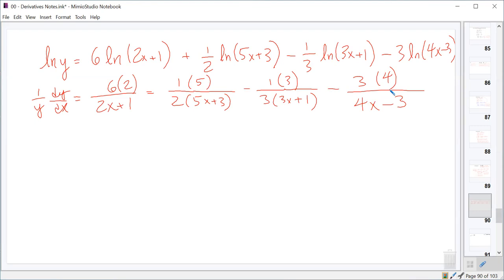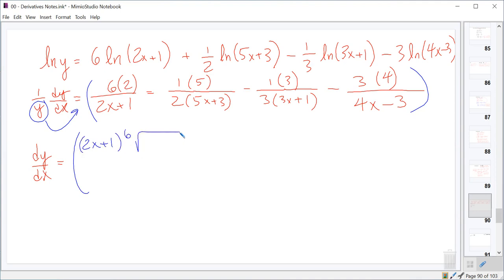And all that's left is just a tiny bit of simplification and multiplying by y. And so we'll multiply all of this by that y. And so instead of writing y, I'm going to rewrite our original function. Our original function y was 2x plus 1 to the 6th times the square root of 5x plus 3 over the cube root of 3x plus 1 times 4x minus 3 cubed.